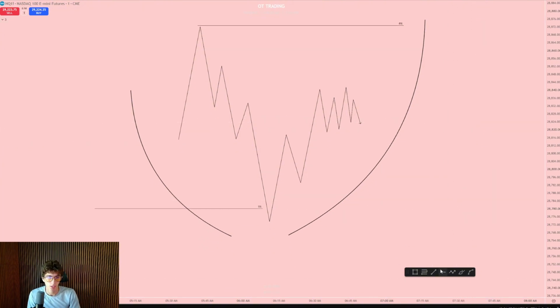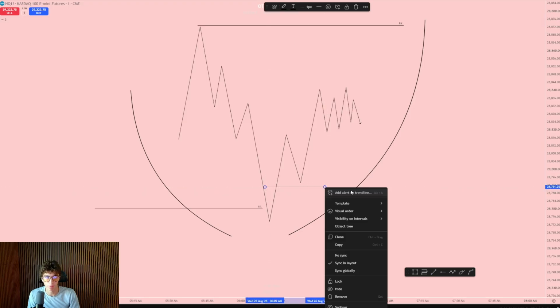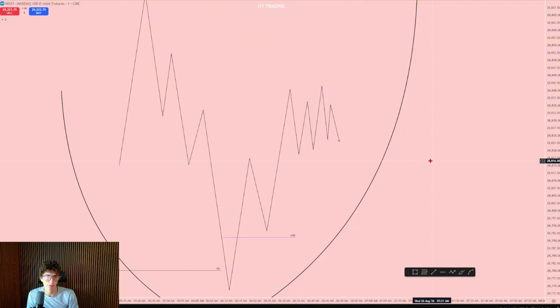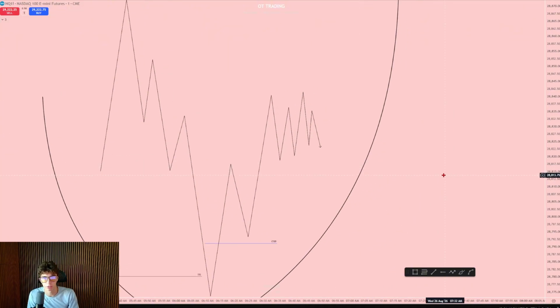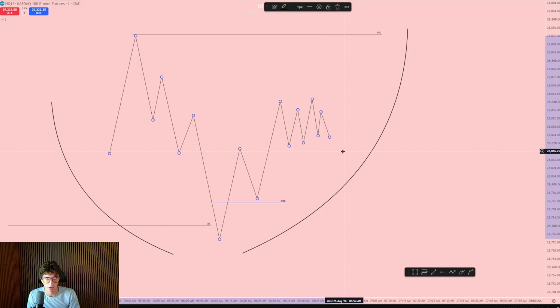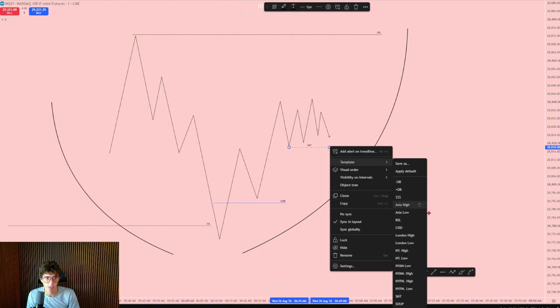So let's say we have a clear market maker buy model. We have a change in state at this low, and now we're just chopping inside of this range. In order for us to understand where we want to go, we have to find the drawn liquidity, and that would be this buy side up here. So now we have the drawn liquidity. We just have to find some way we can execute and get an entry in this trade. So we can mark out this internal sell side liquidity here.